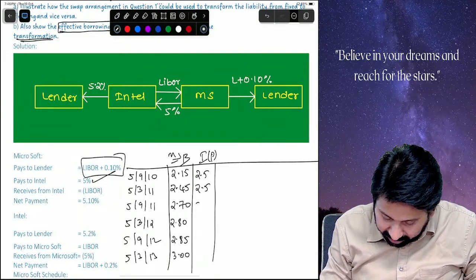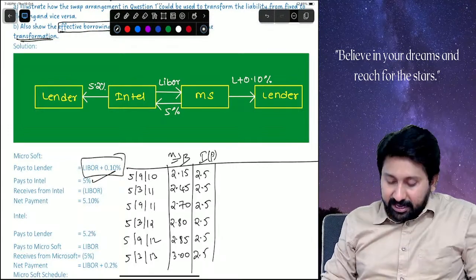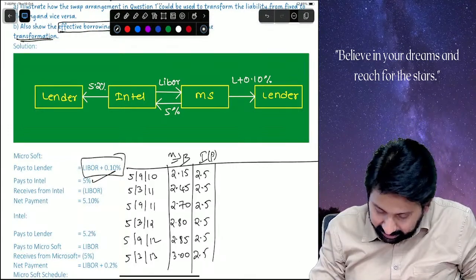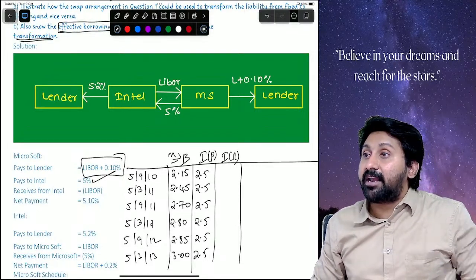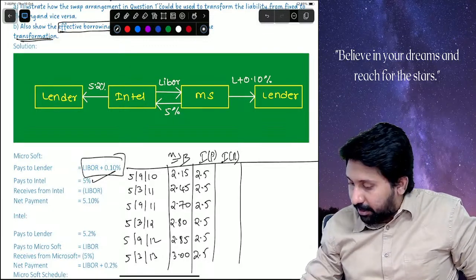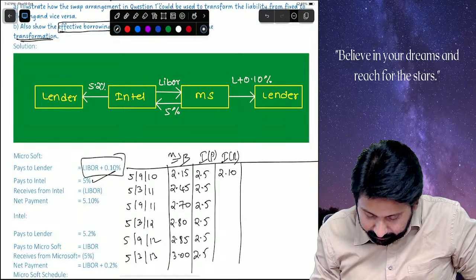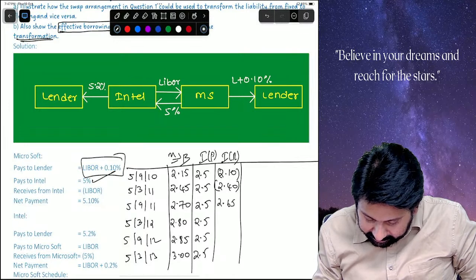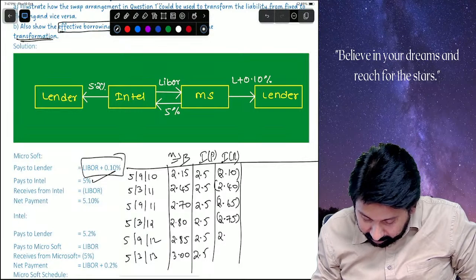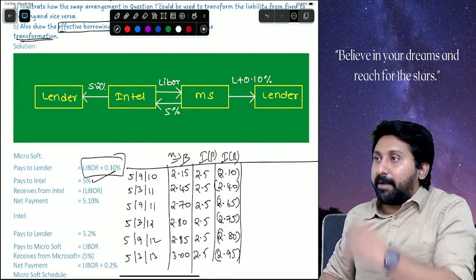2.5, 2.5, 2.5, 2.5, 2.5 and 2.5. This is a payment or receipt? Payment. Next. I will also get a Intel receipt. Correct? How much I will get? LIBOR I will get. What I will get? LIBOR. Tell me. 2.1, 2.4. I will write in brackets 2.65, 2.75, 2.8, 2. These are all receipts or payments? These are receipts.